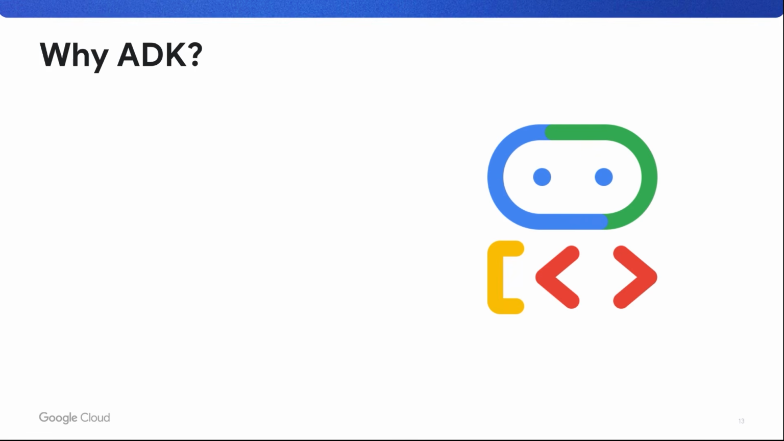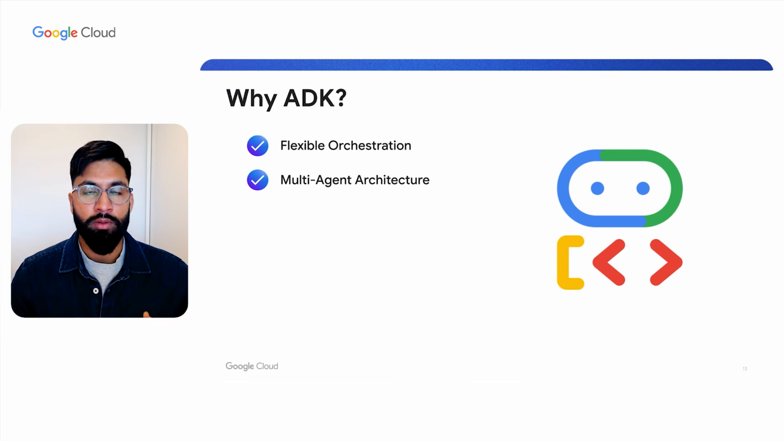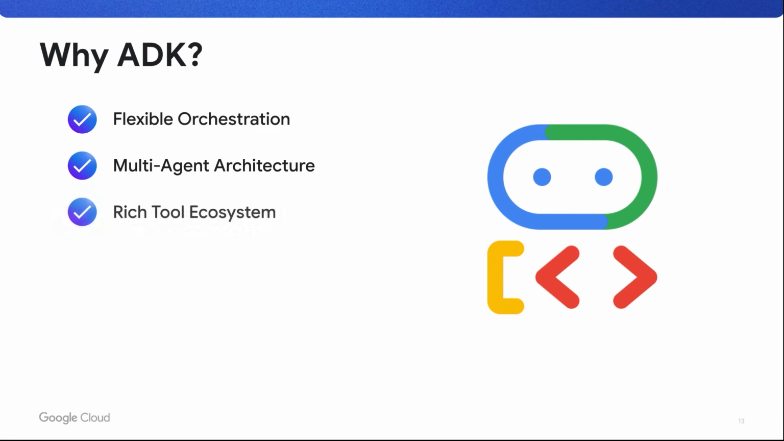And so to answer the next question, why ADK? There are many frameworks. Why would we choose this one? Well, first would be flexible orchestration, whether you're using predefined workflows or need more adaptive, LLM-driven use cases. There's also support for multi-agent architecture for creating scalable applications with multiple specialized agents in a hierarchical structure to complete complex tasks. Then there's the rich tool ecosystem to integrate pre-built tools, custom functions, and third-party libraries like LangChain, or even other agents to expand your agent's capabilities.